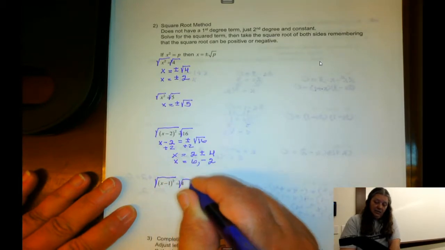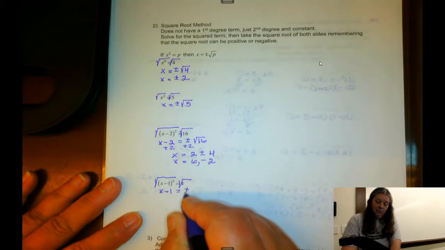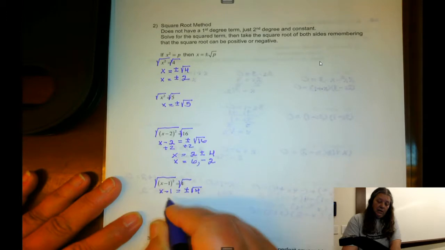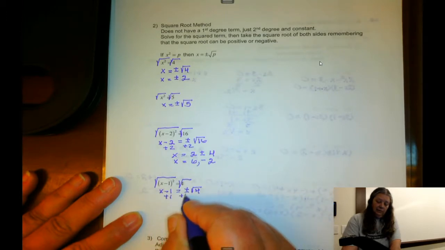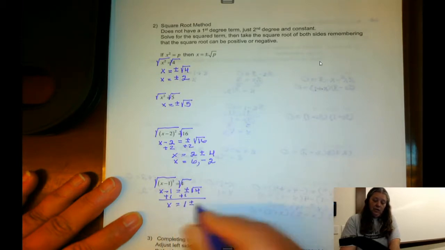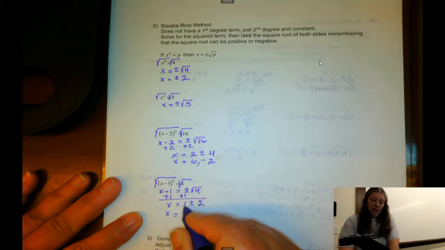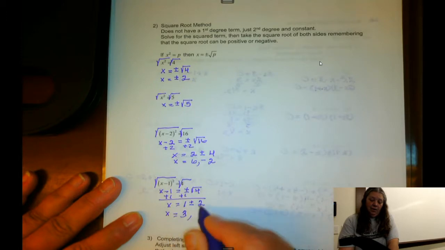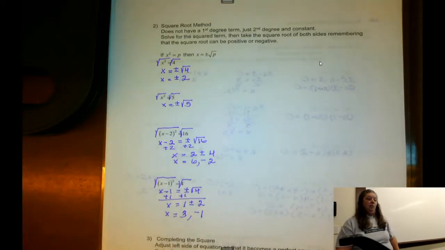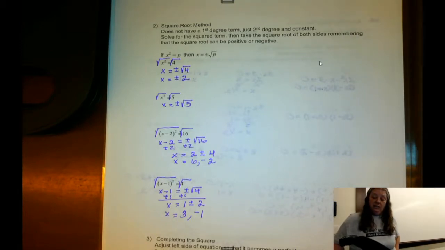Same process. So x minus 1 equal plus or minus square root of 4. Add 1, we get x is 1 plus or minus, where square root of 4 is 2. So 1 plus 2 is 3. 1 minus 2 is negative 1. So that's the square root method. You can only use it if you don't have a first degree term, only something squared equal a single number.